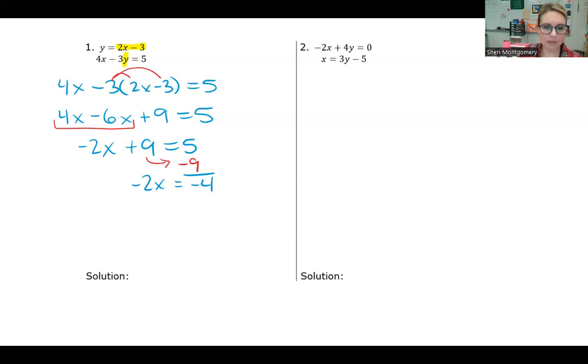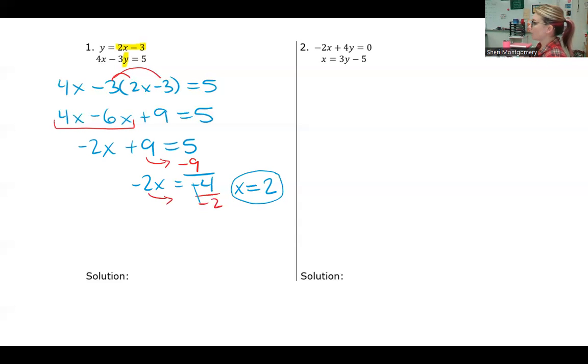Very good. And then last, I will divide by negative 2. So x equals what? So that will become positive 2. Do what? Positive 2. So that is part of my solution, but I need an x and a y.